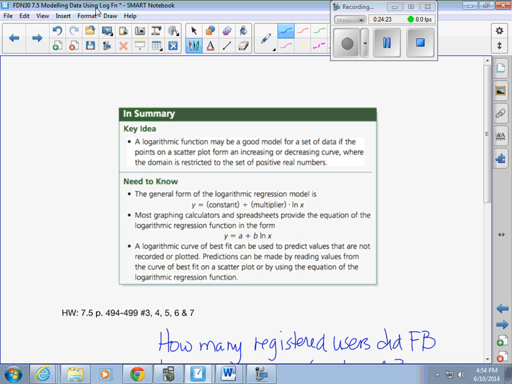A log curve of best fit can be used to predict values that are not recorded or plotted. Predictions can be made by reading values from the curve of best fit on a scatter plot or by using the equation. Okay, that's it for this section and for this chapter. Good luck with the questions.